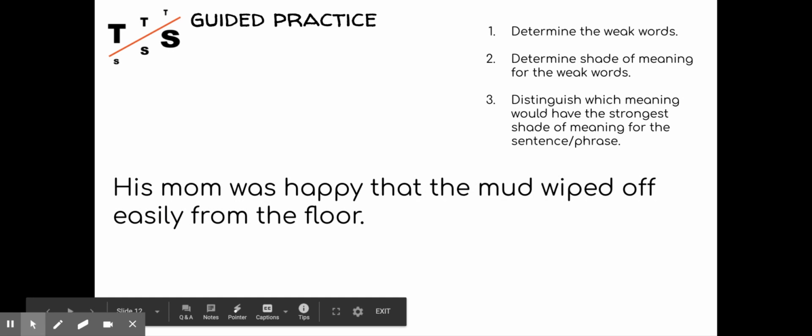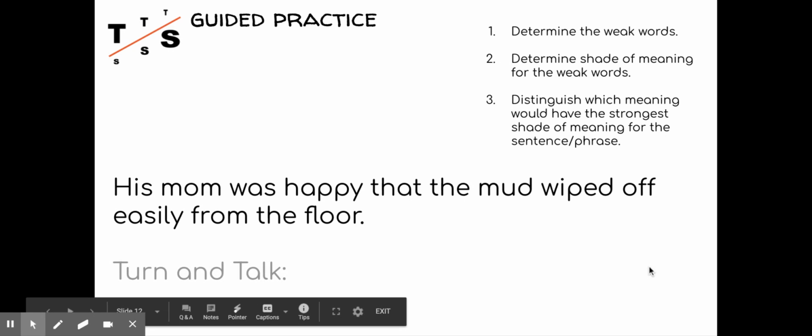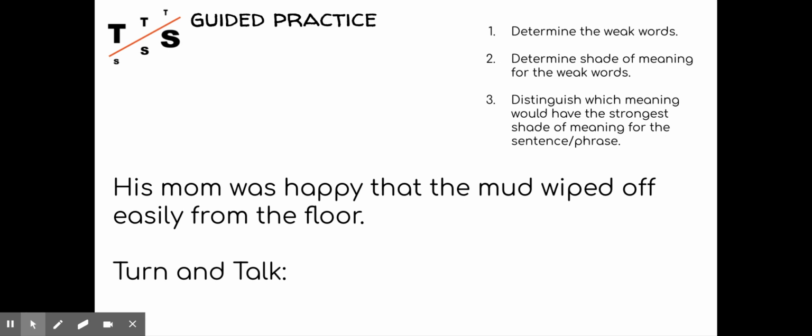What about his mom was happy that the mud wiped off easily from the floor? Again, if you wanted to pause and turn and talk, you can go ahead and do that. I would say happy would be a weak word. His mom was relieved and happy, or his mom was ecstatic that the mud wiped off easily from the floor. Those would work to make that a stronger sentence.